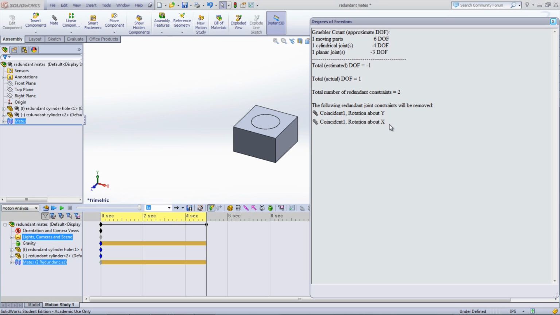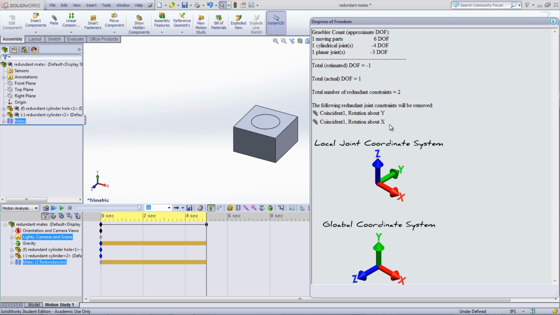The reason it is not the z-axis is because these are in terms of a local coordinate system based off the joint. Typically, the z-axis will be on the joint axis of the mate. This makes sense because the local z-axis would be the one that the cylinder is still free to rotate about. Therefore, the 2 redundancies are the rotation about the x-axis and y-axis in the local coordinate system, which correspond to the x-axis and z-axis in the global coordinate system.